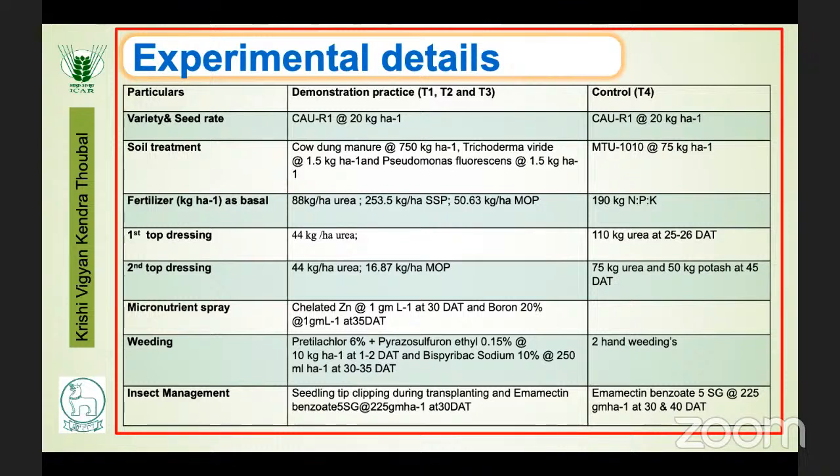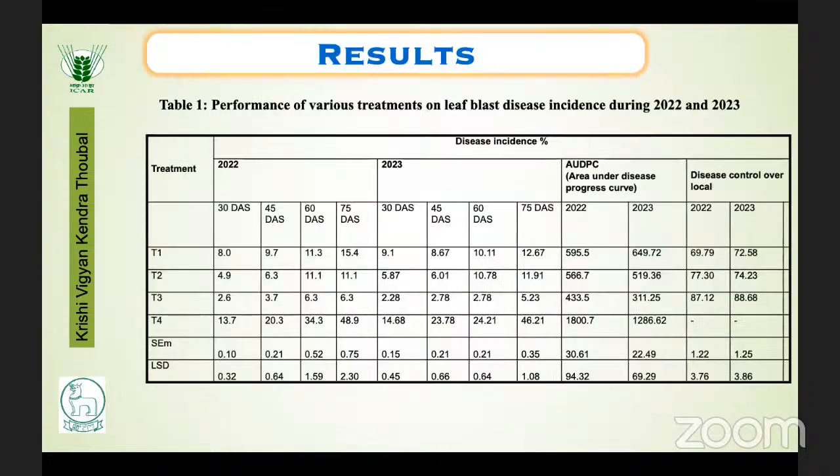And when it comes to treatment number 4, which is the control, it is the farmer's practice. We took up almost the same managemental measures. The only difference was in the strict application of nitrogenous fertilizers and potash, as well as single superphosphate, sorry.